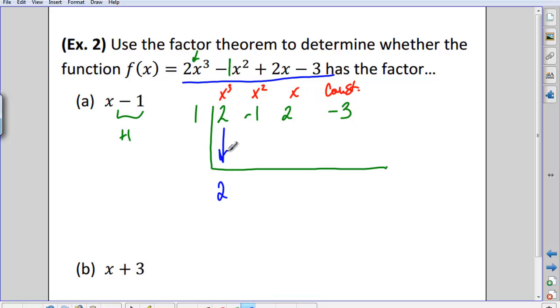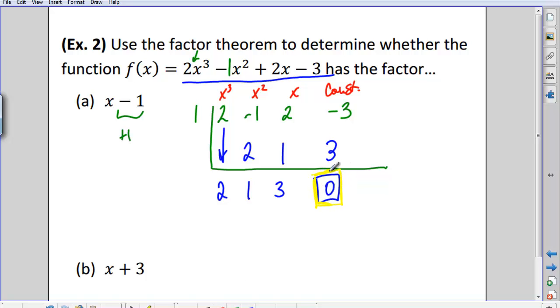And the synthetic division process: bring down the 2. 1 times 2 is 2. Add negative 1 and 2 to get 1. 1 times 1 is 1. 2 plus 1 is 3. 1 times 3 is 3. And if we add that, we get 0. Okay, now this is important.